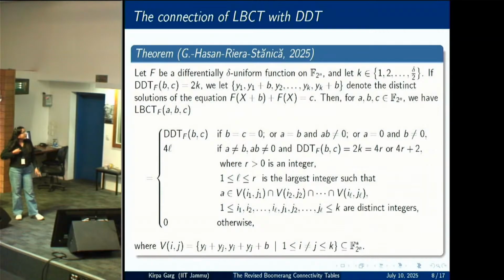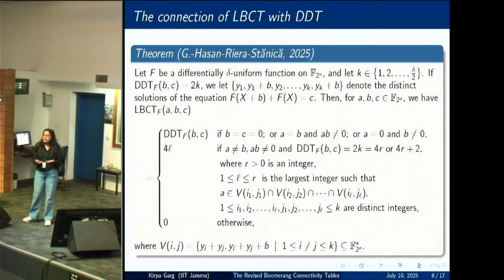And similarly, we found a very interesting relationship that if a belongs to the intersection of these sets, where these sets are based on the solutions of this equation, then we can express LBCT in terms of DDT here. It might look a bit technical, but we can use it to explicitly determine the LBCT and UBCT entries for various well-known functions. I have one example included in some next slides. We have done it for the Gold function, Kasami function, Brekner-Leander function, and so on.